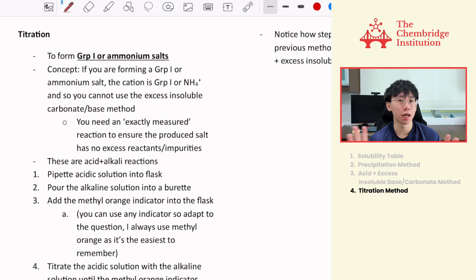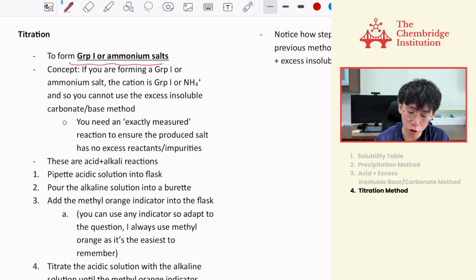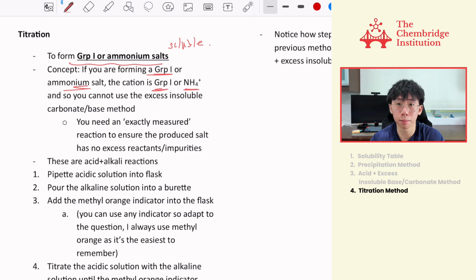Okay, our last method is the titration method. So our titration method is used to form a group 1 or ammonium salt. The concept for this is that if you are forming a group 1 or ammonium salt, these are soluble salts as well. The cation is going to be from group 1 or ammonium cation, so for example, Na+, K+, or ammonium cation.